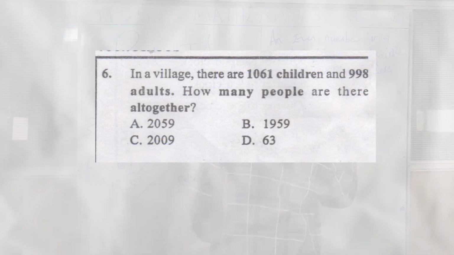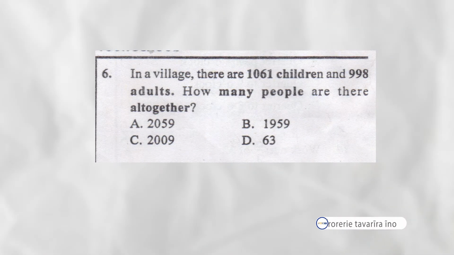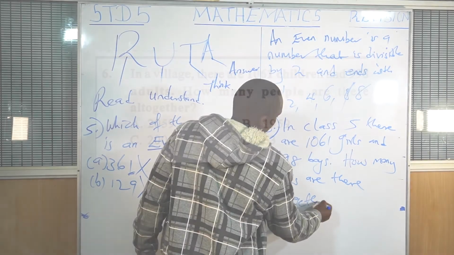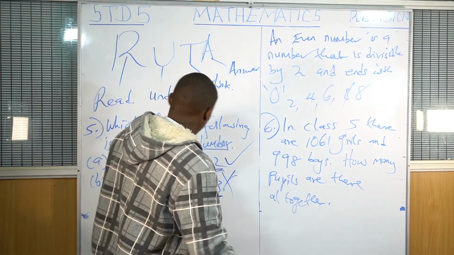Question number 6. We are told that in class 5, there are 1061 girls and 998 boys. How many pupils are there all together?